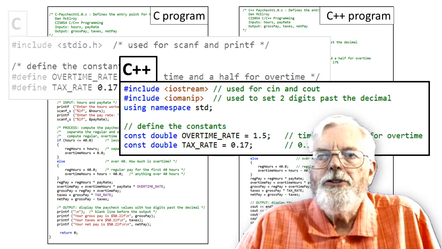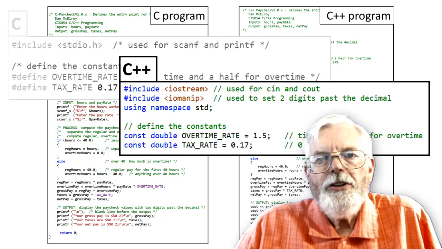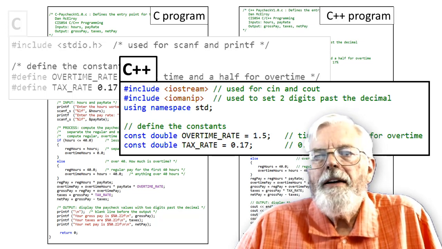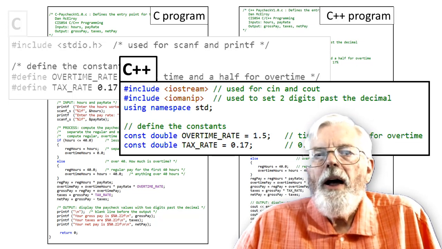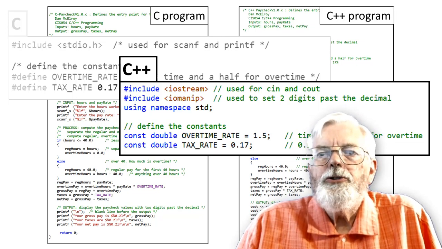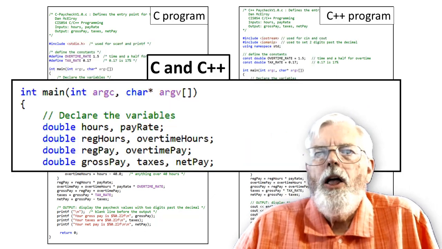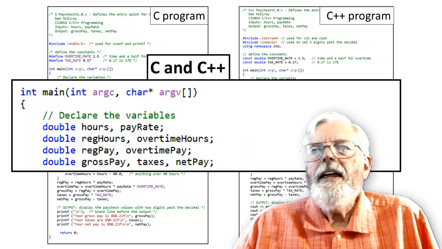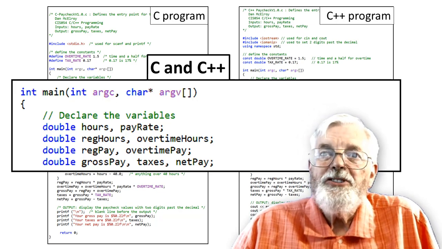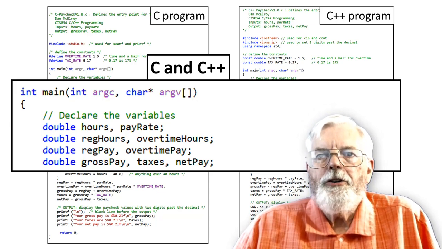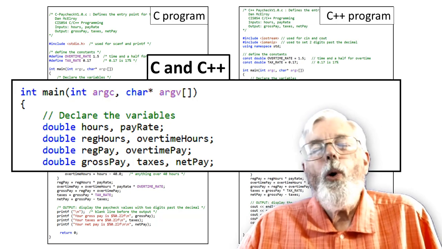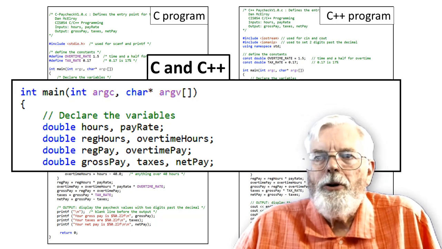The semicolon is used at the end of the assignment statement. By using const double overtime_rate = 1.5;, we now have the value 1.5 stored in memory. Console applications start with int main. You can either use int main(int argc, char *argv[]) or int main().